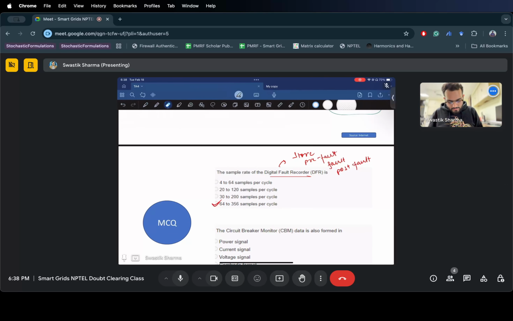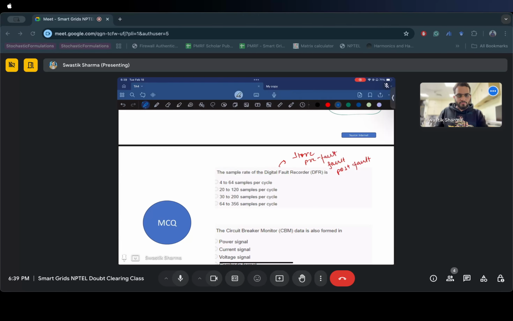So what a digital fault recorder does is store data periodically: what happens during the fault, before the fault, and after the fault. For post-disturbance analysis, you require very high resolution data, because you need data for minute instances. And when I say high resolution, I mean you require more samples per cycle.